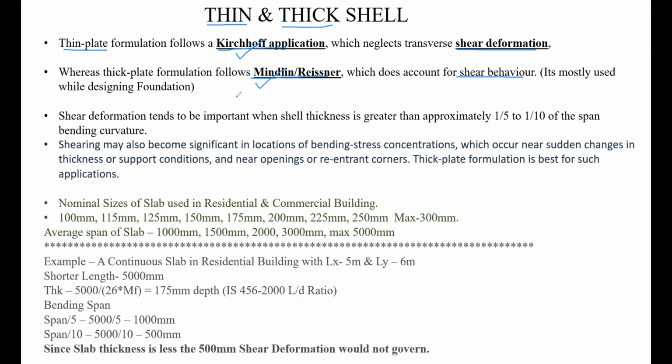Okay. Now we will see in our project, for example, a residential or a commercial building, which type of slab we are going to use, either a thin plate or a thick plate. There is a quick example over here. The nominal size of slab used in a residential and commercial building is 100 mm, 115 mm, 125 mm, and a maximum of up to 300 mm. Now, the average span of slab is 1000 mm, 1500 mm. Maximum we can go up to 5000 or beyond that, 6000 mm.